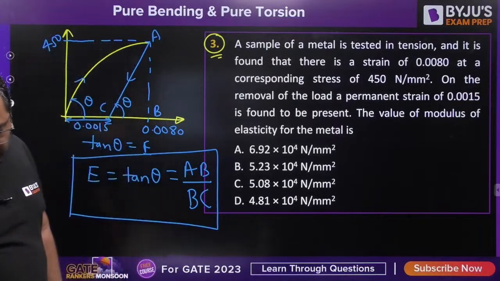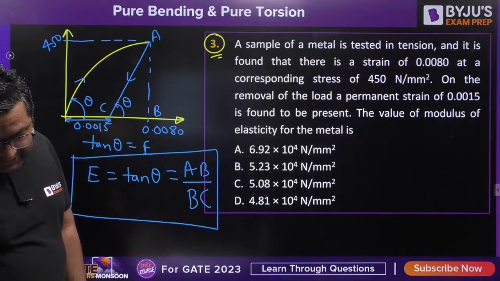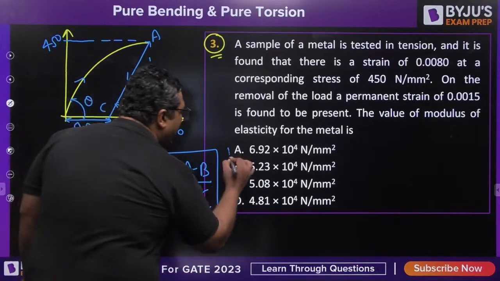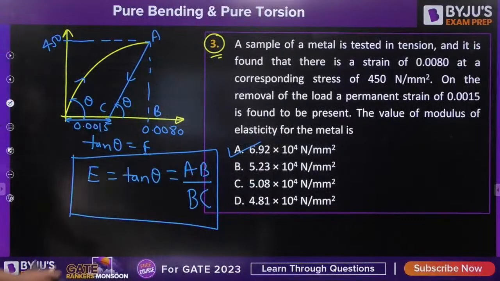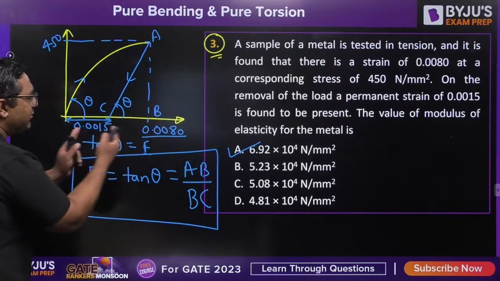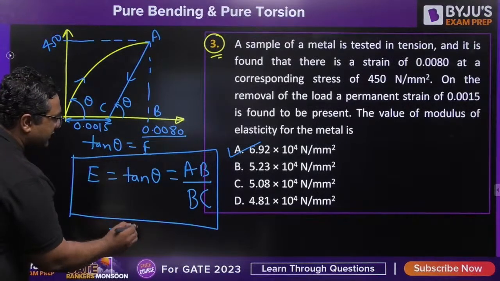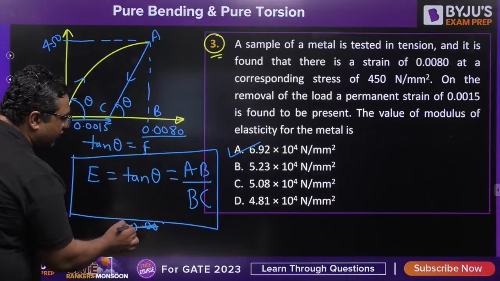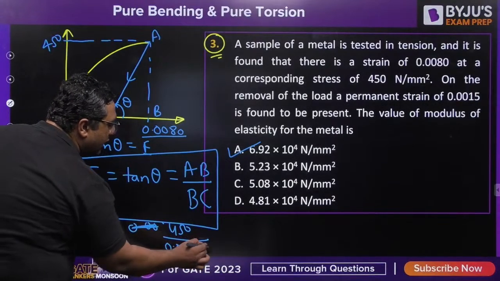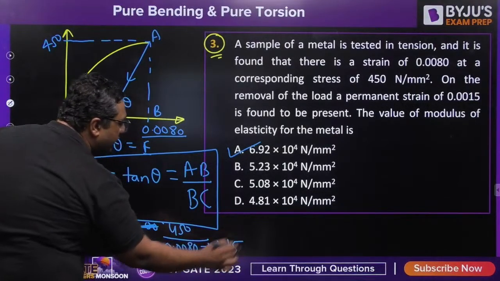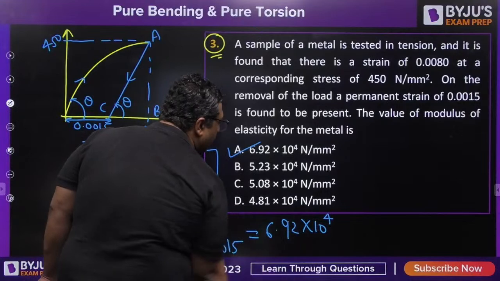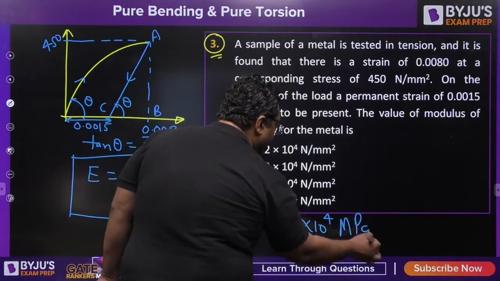Wonderful, guys. So you are getting 6.92, and I would like to say the answer is yes, it is correct. So 6.92 into 10 to the power 4 is correct. You can see this total is 0.0080. This is 0.0015. So BC is this minus this. First of all, AB is 450 divided by 0.0080 minus 0.0015. So the answer is 6.92 into 10 to the power 4, and it is going to be MPa.